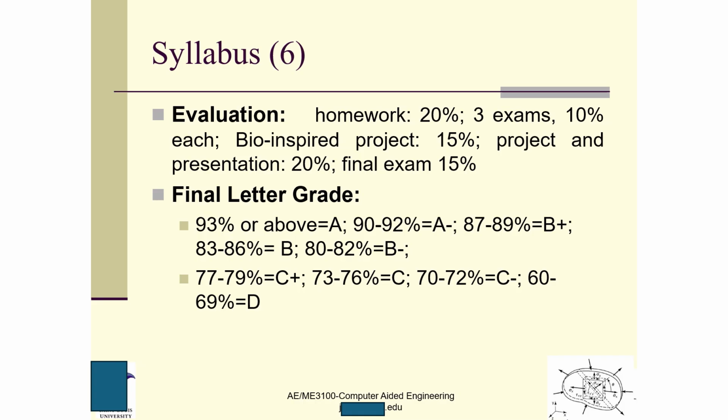Then we talk about final letter grades. If finally your percentage is 93 or above, you get an A. 90 to 92% will get an A minus, and so on and so forth.